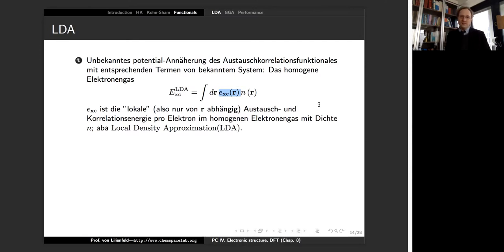Now, the LDA ignores all kinetic corrections, and it approximates epsilon simply by the exchange and the correlation energy which you will get for an electron in a homogeneous electron gas.